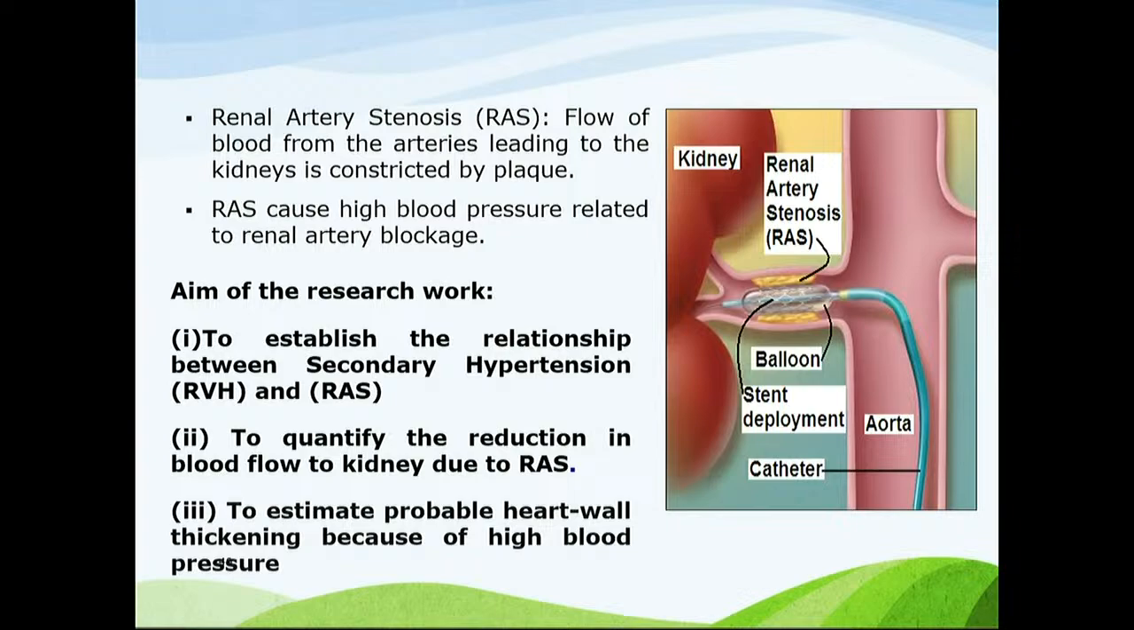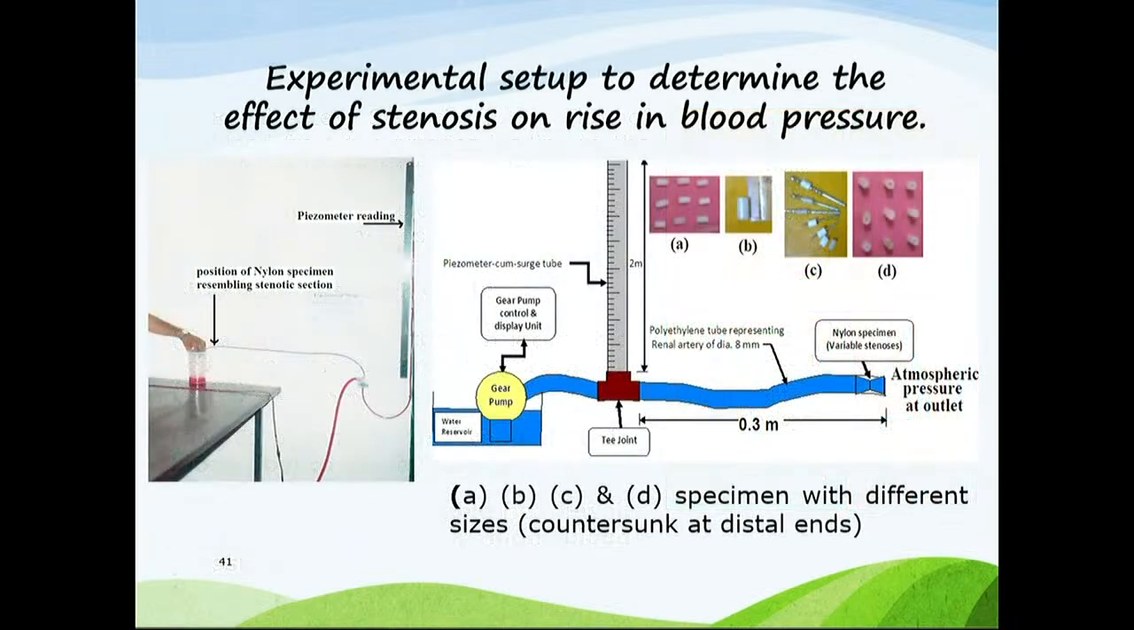So we tried to find out the correlation between the percentage blockage in the renal artery and how much the secondary hypertension can be, because for us it is something like a blockage in a pipe. So if there is a blockage, then definitely there will be back pressure. So that is a very simple assumption we made, and we tried to find out the relationship between the percentage blockage and the secondary hypertension.